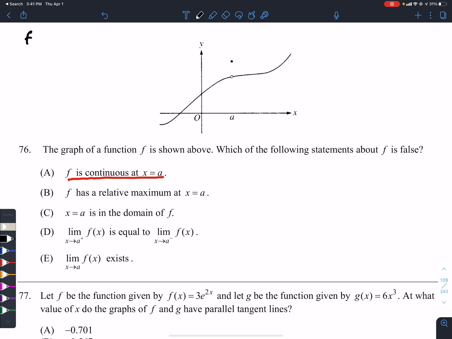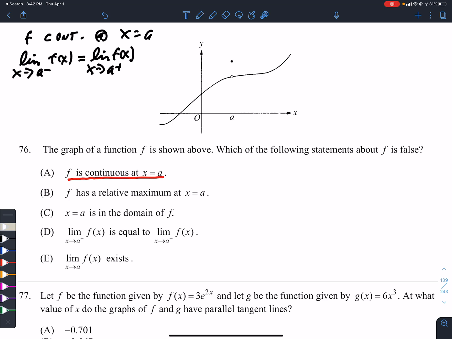So for a function to be continuous at a, f continuous at a, or x equals a, three things must be equal to each other. As I approach a from the left, it must come to the same value as I approach a from the right. That should make sense. To be continuous, both directions, I need to approach the same value.